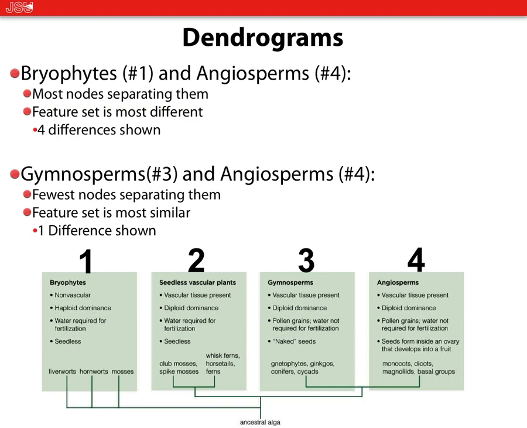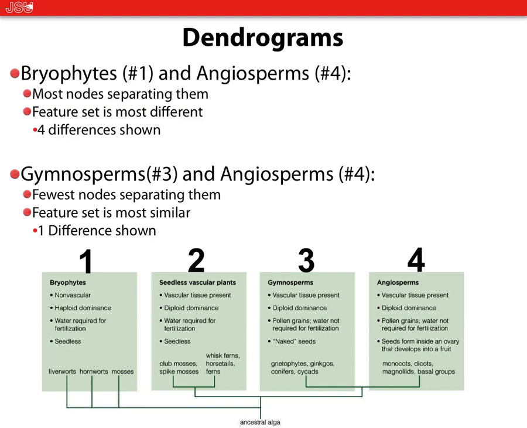Well, number 3 and number 4, they're more related. Why? Because is there more nodes separating them or fewer nodes? Fewer. One node separates the angiosperms and the gymnosperms. That tells us that they are more related than are the bryophytes to the angiosperms. Because how many nodes separate angiosperms and bryophytes? Well, we count all these. Let's just say that 1, 2, 3.